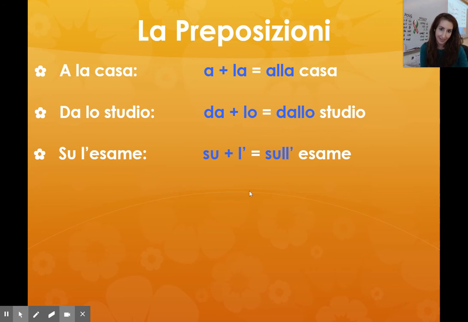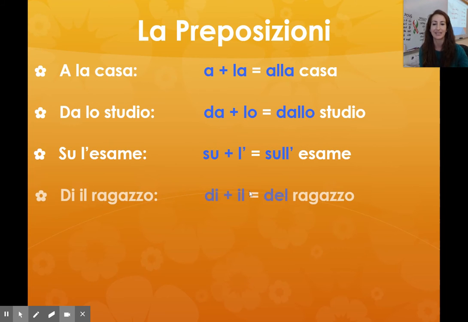Su l'esame, sull'esame. Just making the language flow a little bit better. Now this is where it gets a little weird. In the previous slide, I showed you di and in that had little stelline, little stars next to them because they changed. And this is an example of how they change.